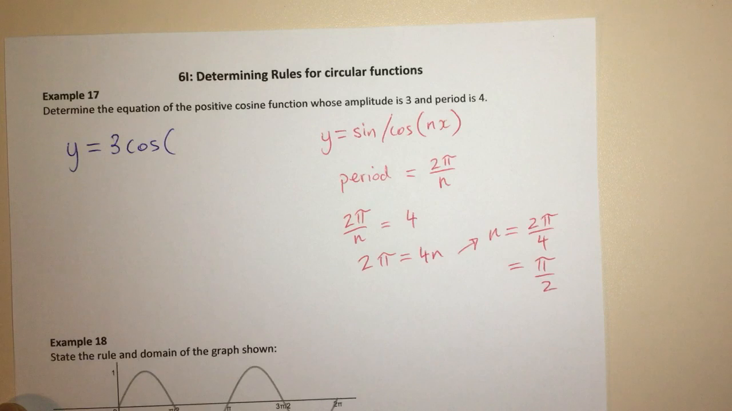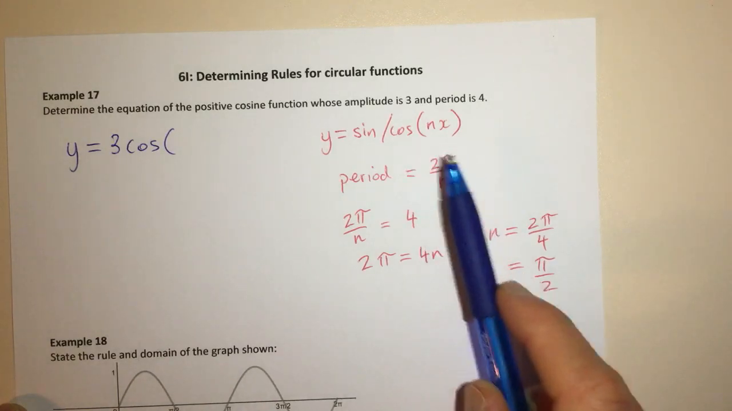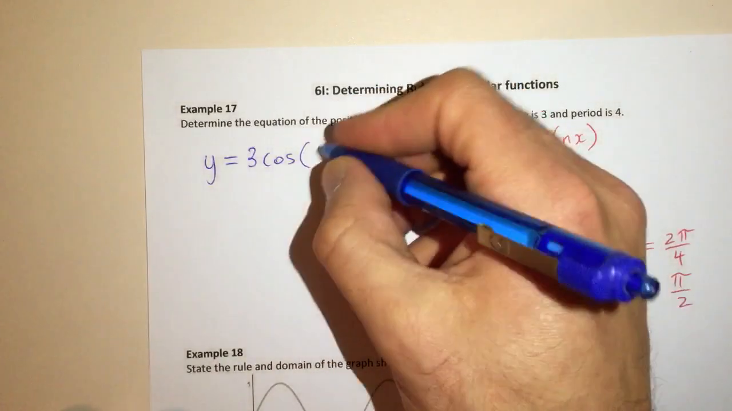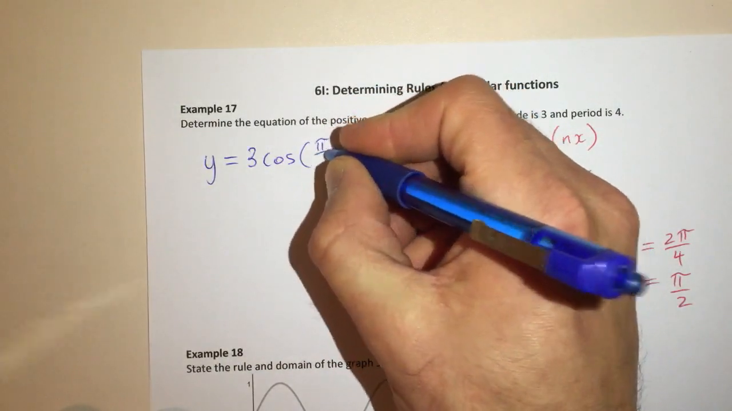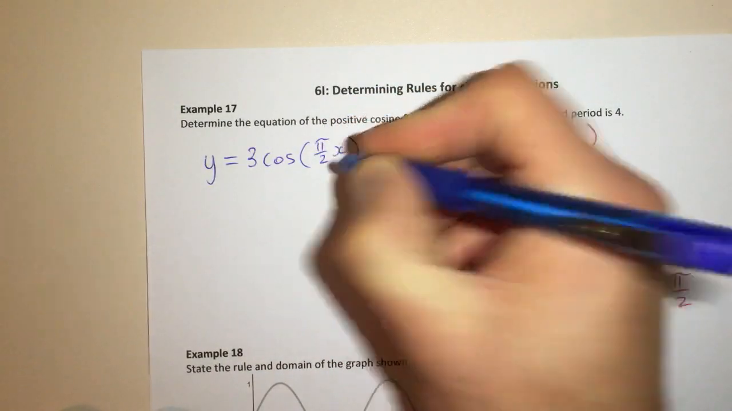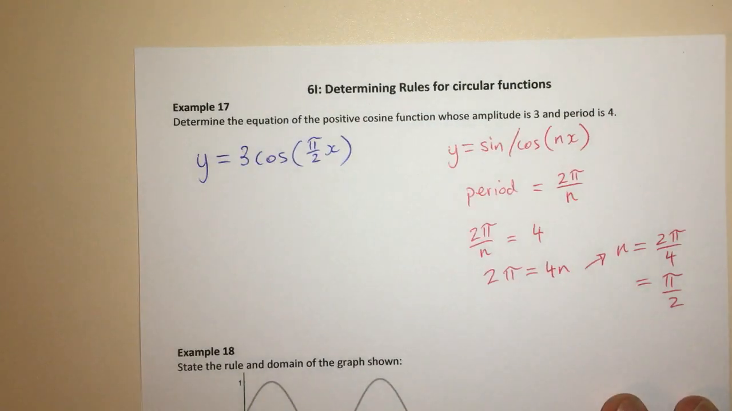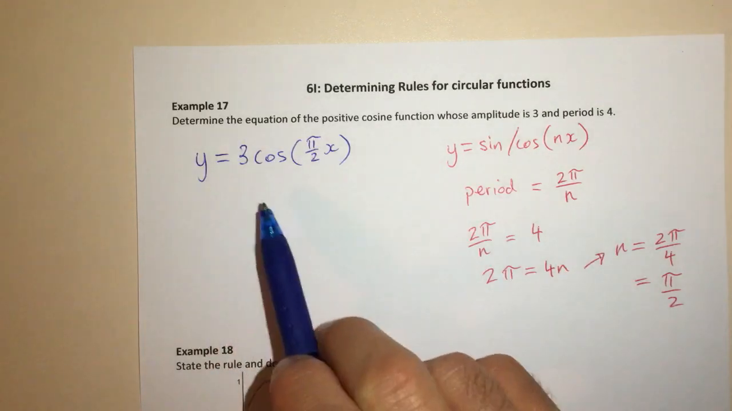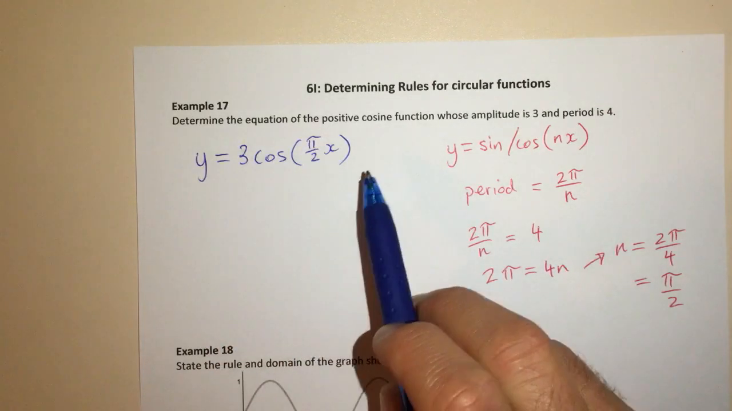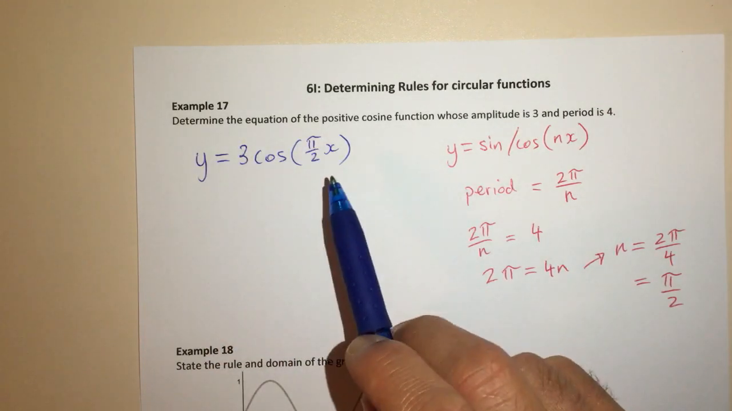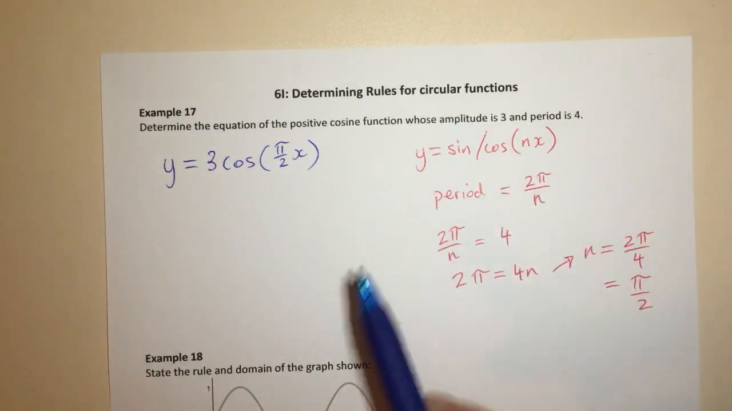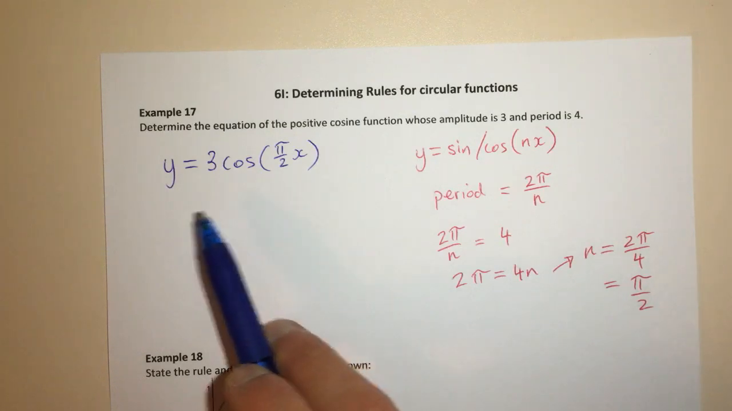So we know that n, the number that's with the x, the coefficient of the x, is pi on 2, and so therefore our rule is y equals 3 cos of pi on 2 x. It's probably not a really well written example because technically speaking there's lots and lots of possible answers, because we could take this graph and translate it vertically or horizontally and it would still be a positive cosine function whose amplitude is 3 and period is 4, but for the sake of the example this can be our answer.